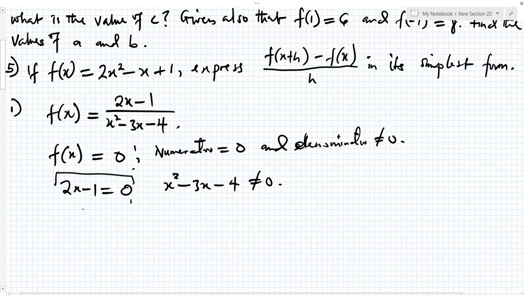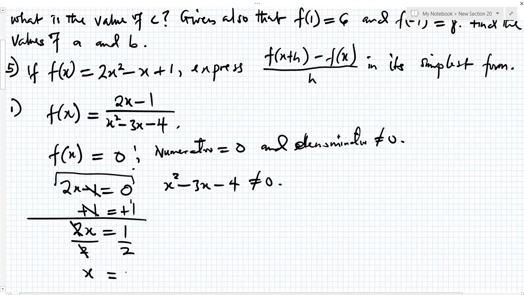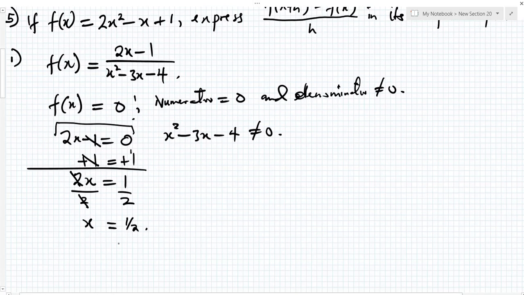So what I'm going to do now is I'll add +1 to both sides of the equation. This will cancel out this. I'll be left with 2x at the left hand side and 1 at the right hand side. Dividing both sides by 2, this will cancel out this. You have x, so this will be half. So the zeros of this function is at the point where x is equal to half. That is 1 over 2. This is the zero of this function.